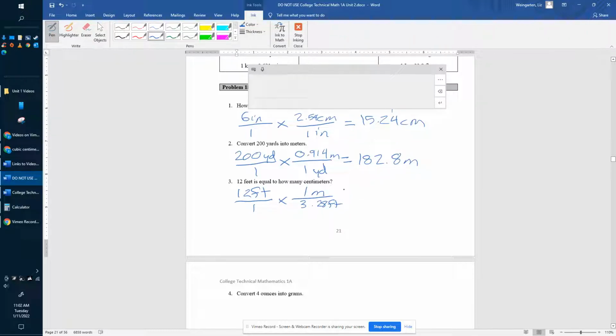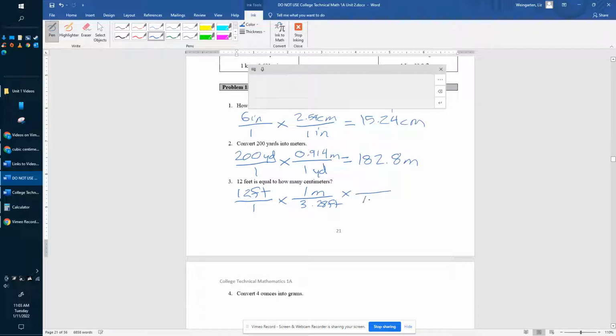If you're ever curious or wondering which one of the tables to use, it doesn't matter. You can use either table. I could have just as easily written that there are 0.305 meters in 1 foot. It would have meant exactly the same thing. It's just that one is the reciprocal of the other. So you can choose whichever way you want to do this as long as you're using dimensional analysis.